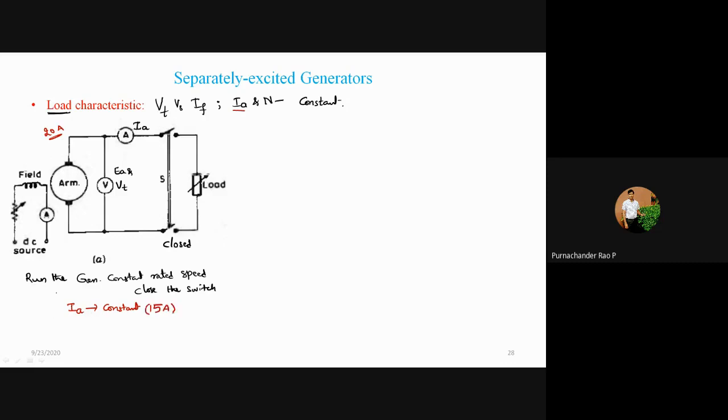So how can I adjust this? With the help of field current, by varying IF, keep IA constant. Let us assume, as an example, 15 amps. The 15 amps can be adjusted with the help of the load. You have to apply a certain amount of load which can carry a current of 15 amperes. The load is adjusted till it is taking a current of 15 amperes.